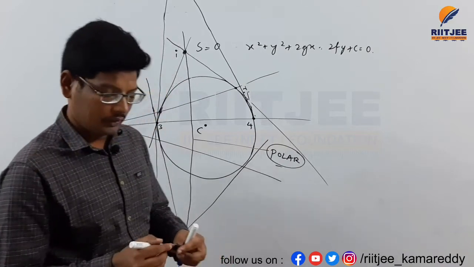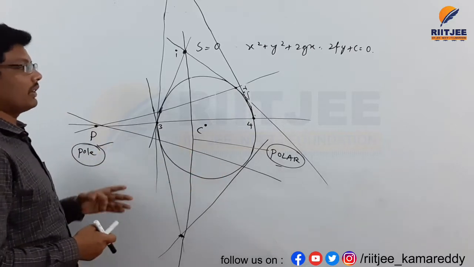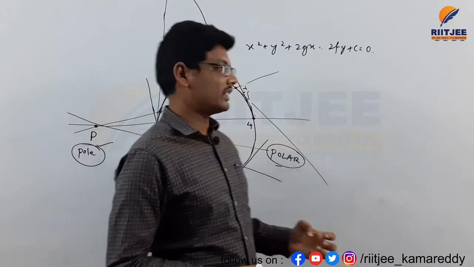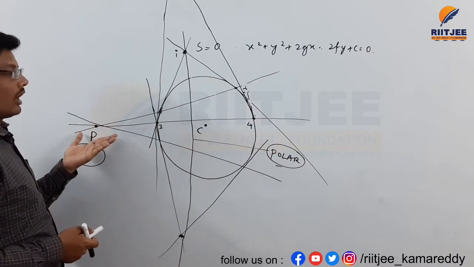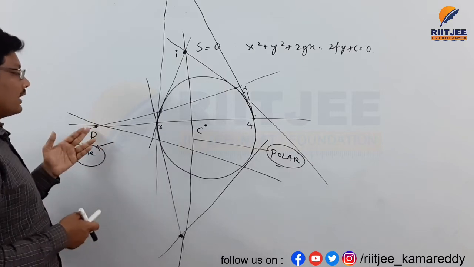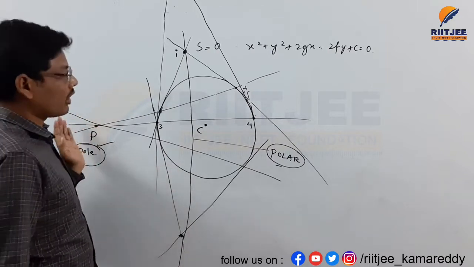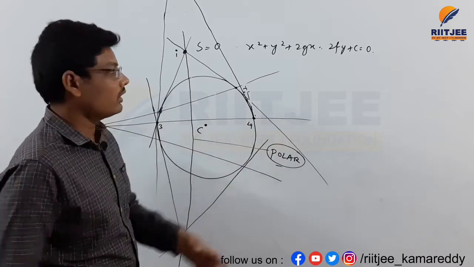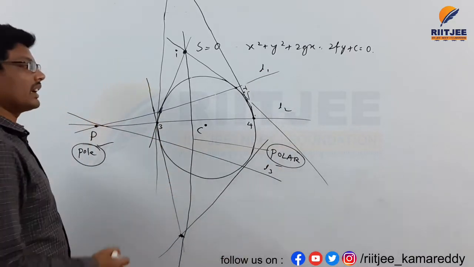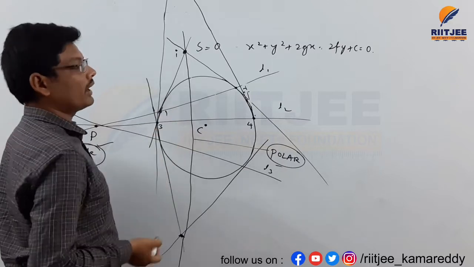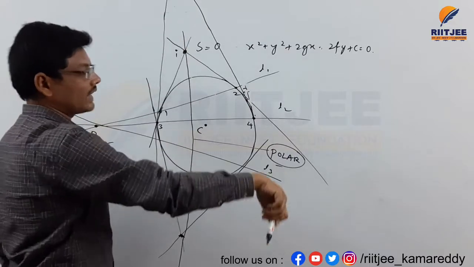First of all, listen carefully. It is somewhat difficult to understand this concept. A circle is there. For that circle, I am locating a point outside of the circle, and from that point I am drawing secant lines. This is L1, this is L2, this is L3. From each secant line, we are getting 2 intersecting points of contact, and from those points I am drawing tangent lines.